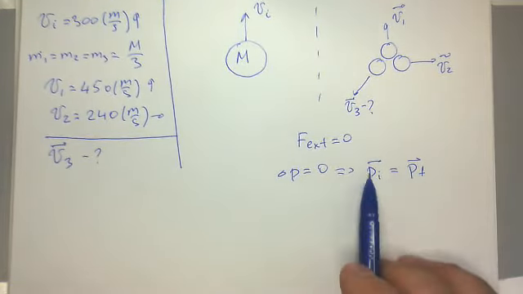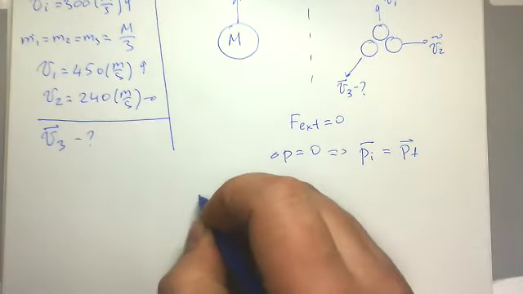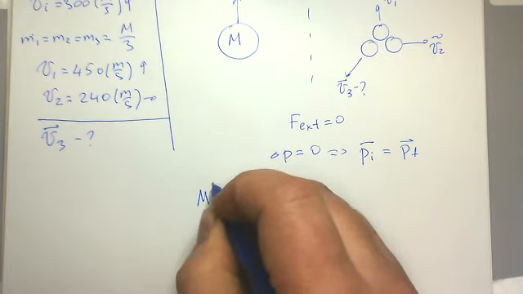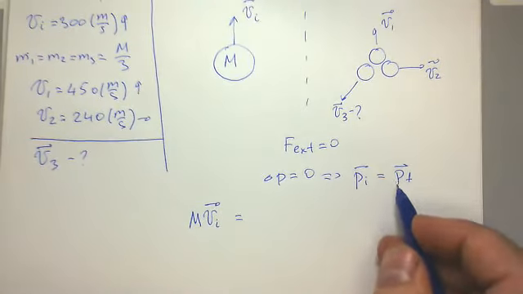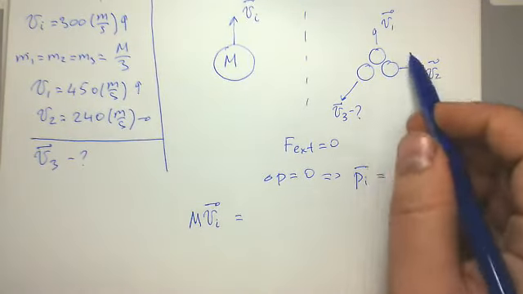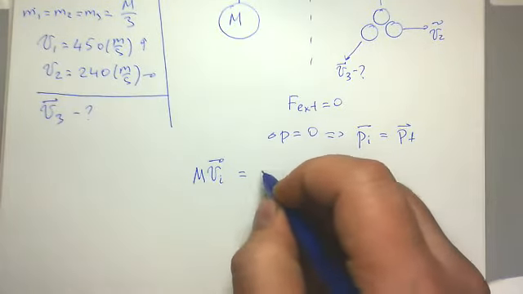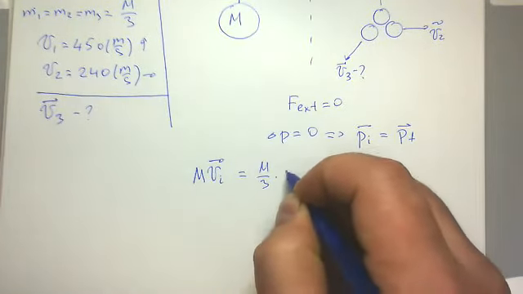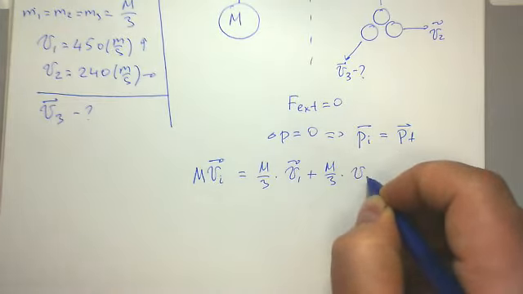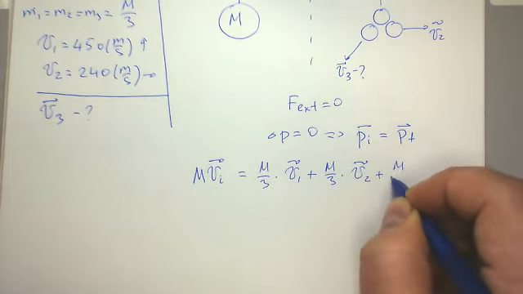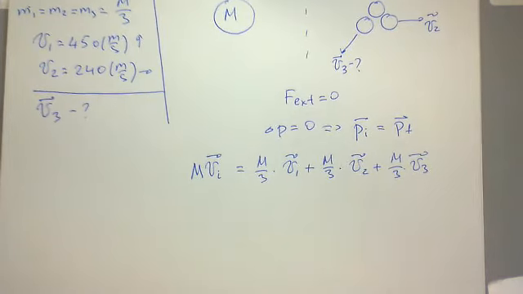Now let's express these momentums in the form of the definition. Initial momentum was m v initial vector. It is equal to the momentum after the explosion, which is the sum of all the momentums of each piece of the rocket. So that will be equal to m over 3 times v1 vector plus m over 3 times v2 vector plus the mass of the third piece times the third velocity vector.